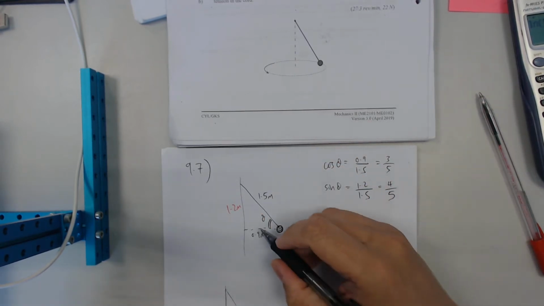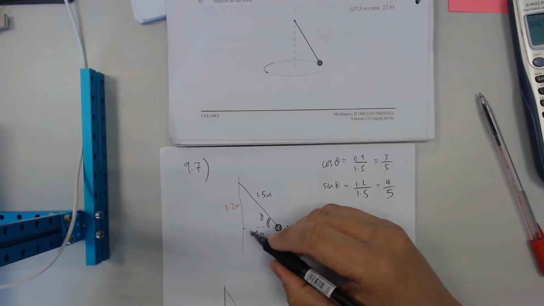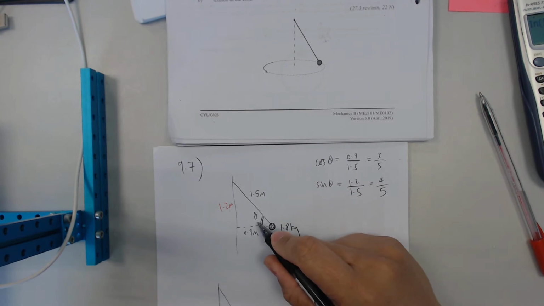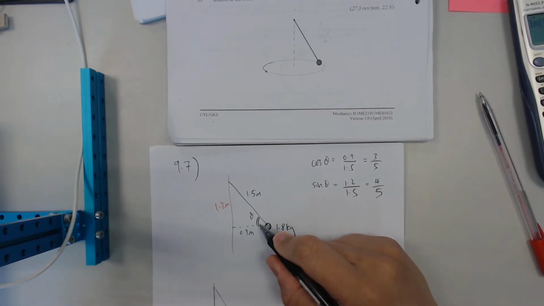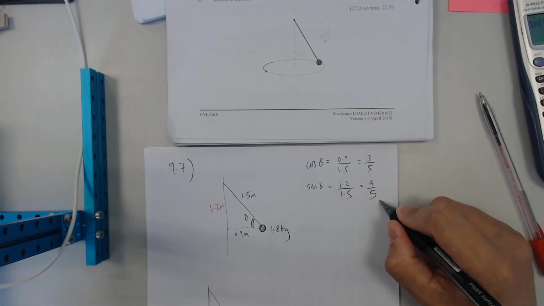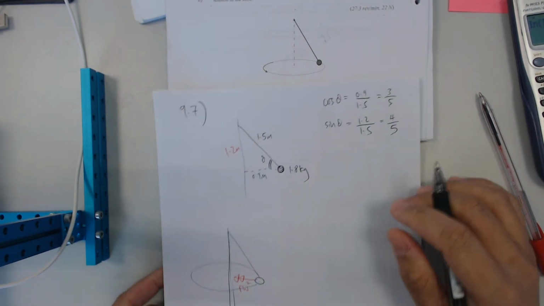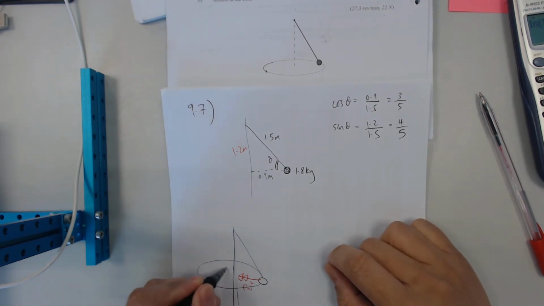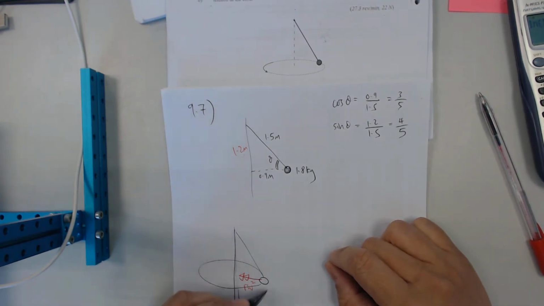By the Pythagoras theorem, you will be able to find out that this height here is 1.2. And if we specify theta to be here, the angle here, your cosine theta is just 3 over 5 and your sine theta is 4 over 5. Do note that the centripetal acceleration is along the plane of the motion.